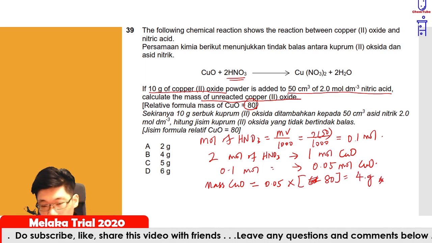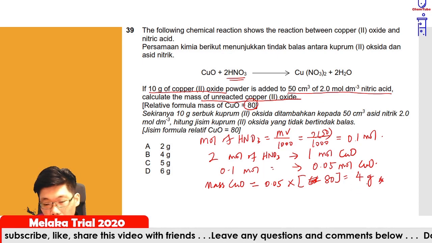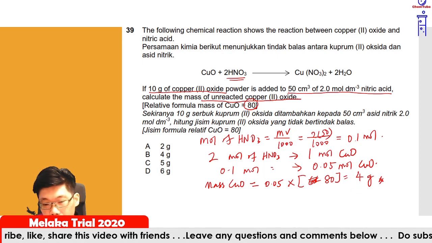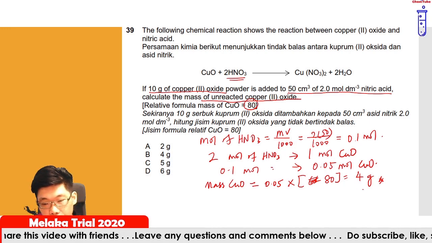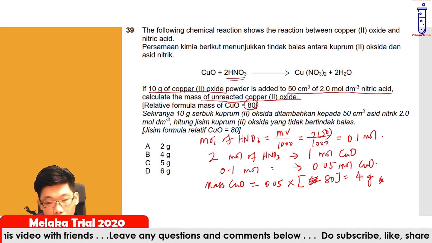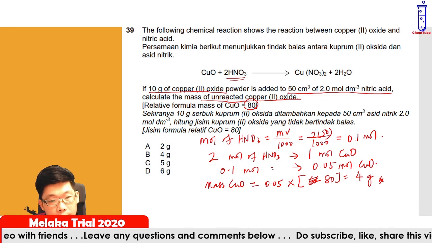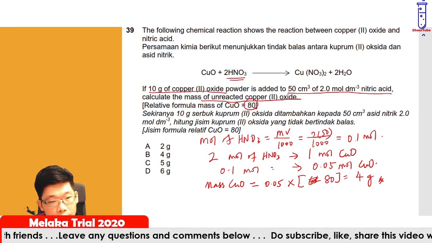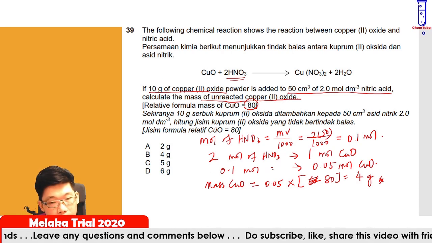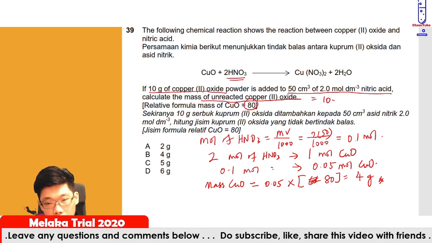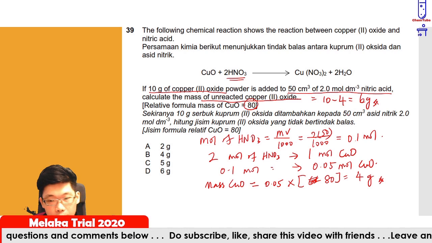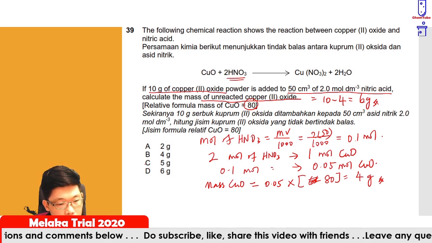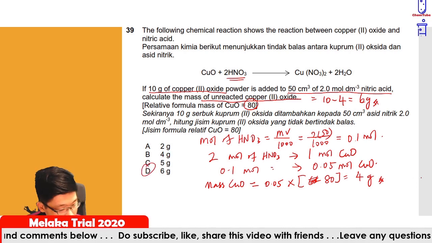So meaning that the mass of the copper(II) oxide reacted is 4 grams, and then the unreacted copper(II) oxide, because 10 is given, would be 10 minus 4, which is 6 grams. So sometimes you have to be careful here, so it's 6 grams, not 4 grams.